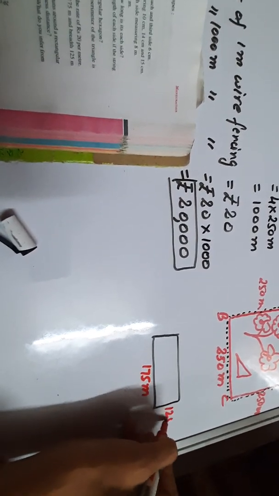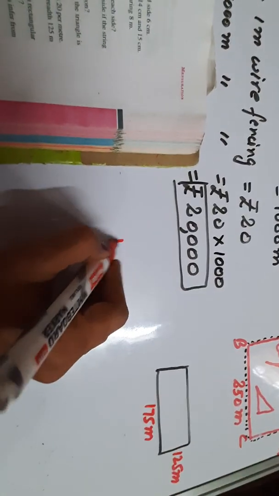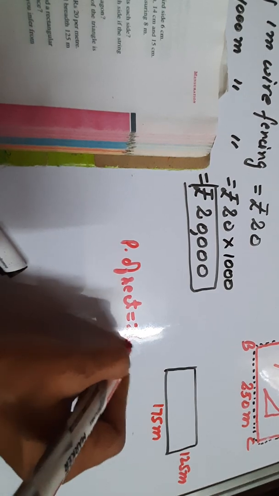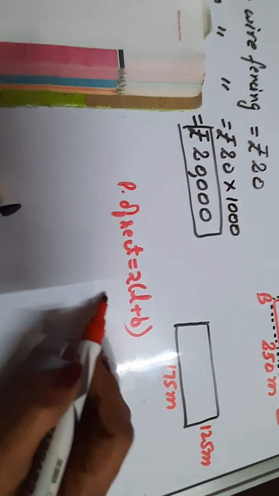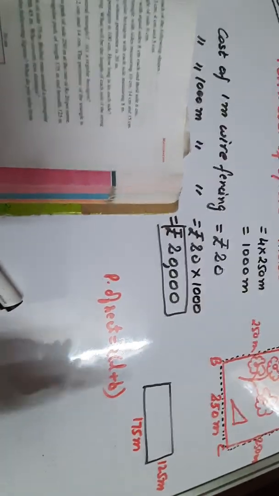and 125 meter. So we have to do the fencing of it, so we will use the perimeter of a rectangle. The formula will be 2 into L plus B. So put the length and breadth and you will get the perimeter of the rectangle. Then the steps will be the same. The cost of 1 meter wire fencing will be ₹12 and you will multiply it by the perimeter. So this will be your homework, question number 14. Right? Now let's see question number 15.